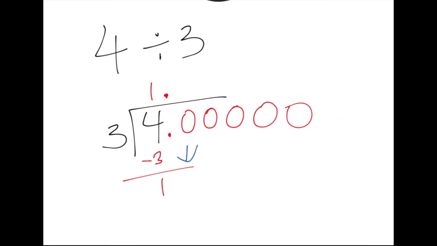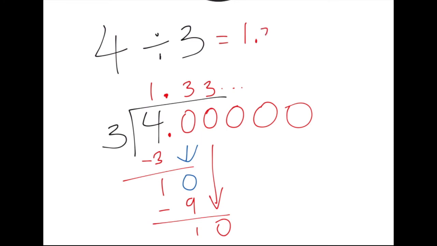So now I bring down the 0. 3 goes into 10 3 times. 3 times 3 is 9. Subtraction, I have 1 again. So I bring down the 0 again. 3 goes into 10 3 times again. So it will be repeating. So my answer will be 1.333 repeating. You can also write it as 1.3 with a bar on the top of 3, which just tells you that the digit 3 will keep repeating forever.